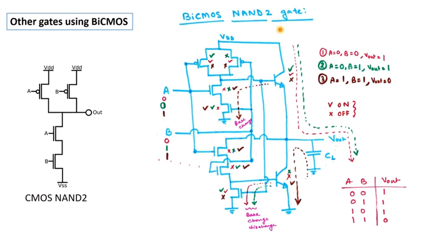I request you to notice one more thing, that this part is exactly the same as this CMOS NAND 2 part, right? And what about this part? This part is the same as this part, or the pull down part of this CMOS logic, right? Just notice it, we will use it after 1 or 2 slides.